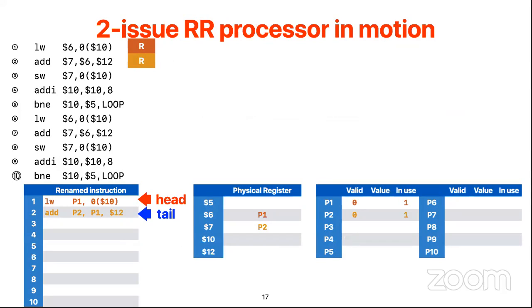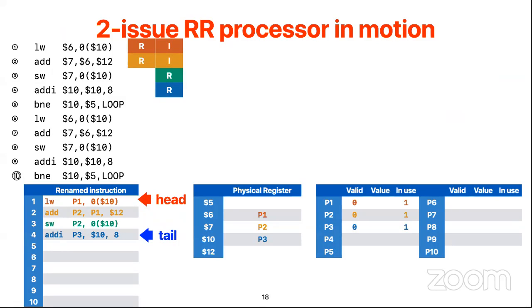So let's look at how it works in our 2-issue register renaming processor. Because it's a reorder buffer, you have to maintain the order. So right now, you should imagine our instruction queue is a circular queue, and you have a head and a tail. In the first cycle, we rename 2 instructions, and these 2 instructions have a dependency.